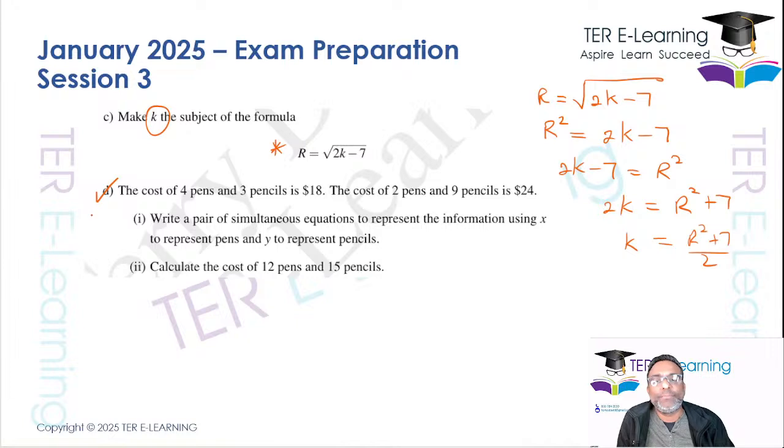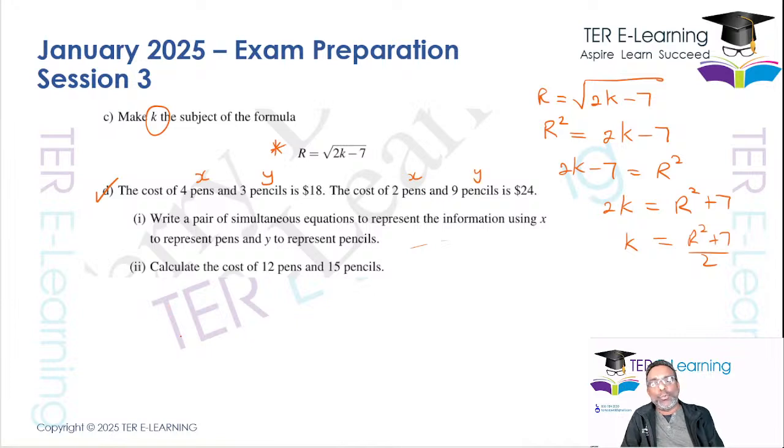Now, part D, the cost of 4 pens and 3 pencils is $18. The cost of 2 pens and 9 pencils is $24. Write a pair of simultaneous equations to represent the information using x to represent pens and y to represent pencils. Now here's a piece of advice. Whenever they give you information like this, take a pencil and write down exactly what is x and what is y. So in this case, x represents pens, so put an x here, and y is pencils, so you're going to put a y here.